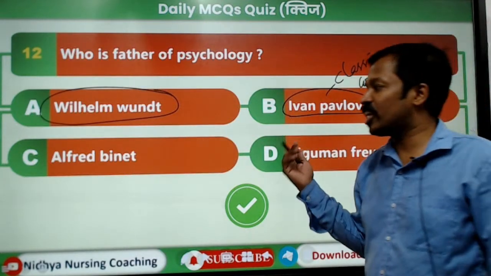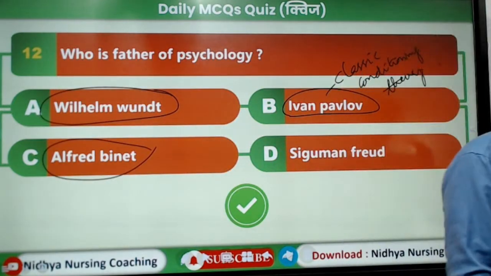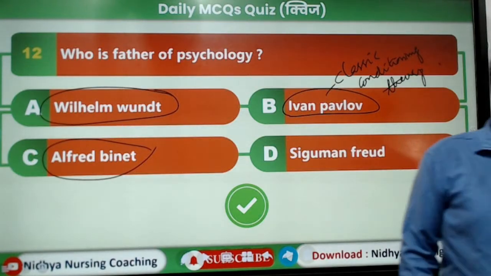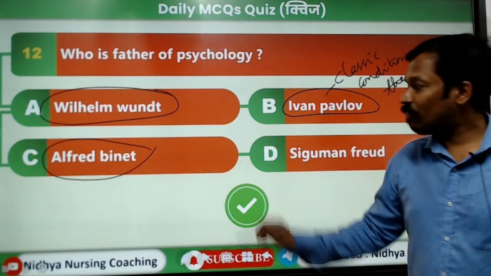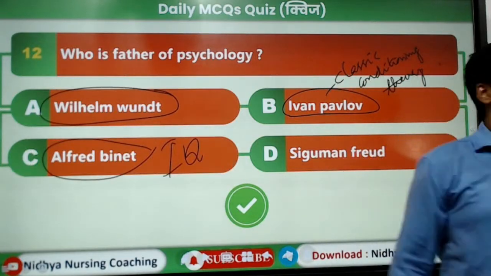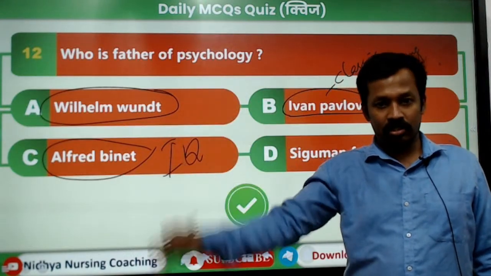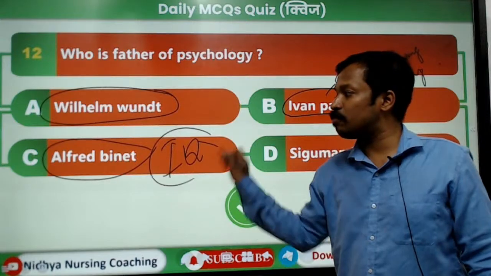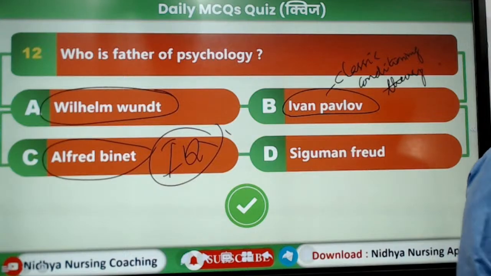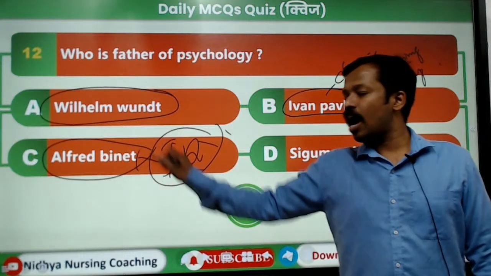Classical conditioning theory. Then Alfred Binet. Who is Alfred Binet? Yes, very good, Nandini. Alfred Binet, father of intelligence. Alfred Binet invented the IQ test. So he is the father of intelligence. The modern IQ test was put forward by Alfred Binet.